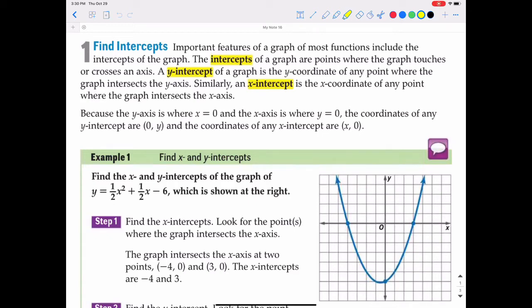So this section talks about some concepts that you've already learned, but they may give different definitions or different terms to some of the things that you've already done. But before we get to that, let's review what intercepts are.